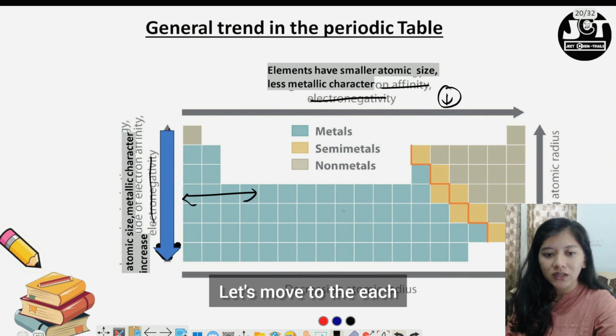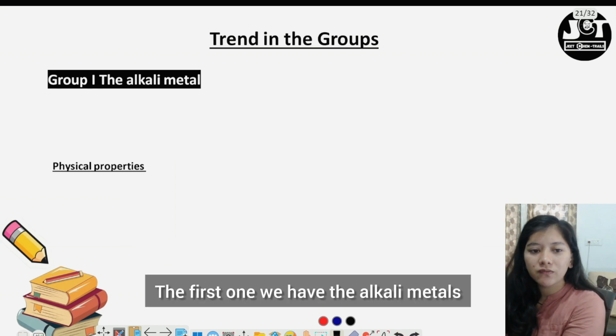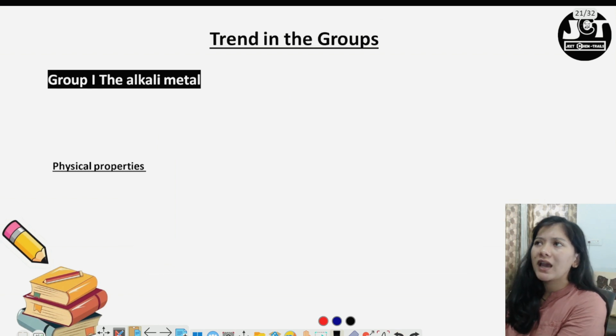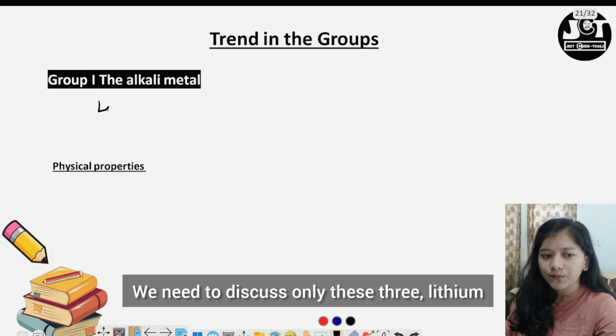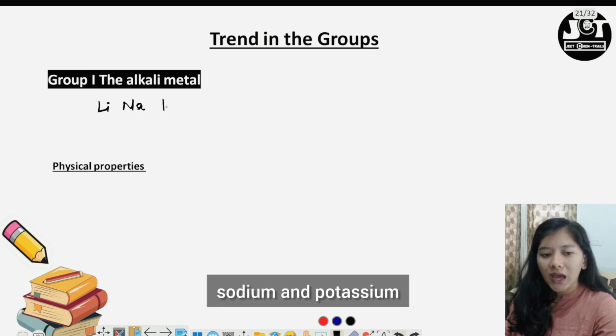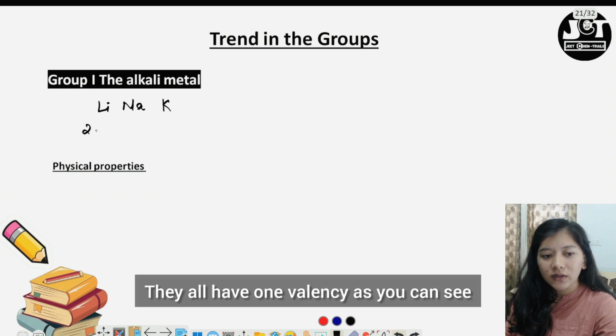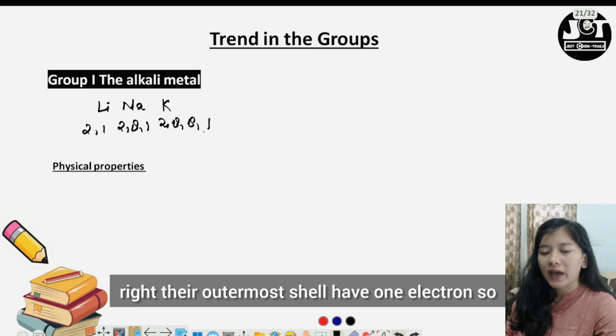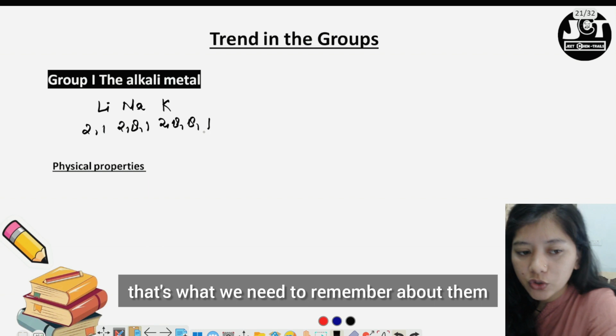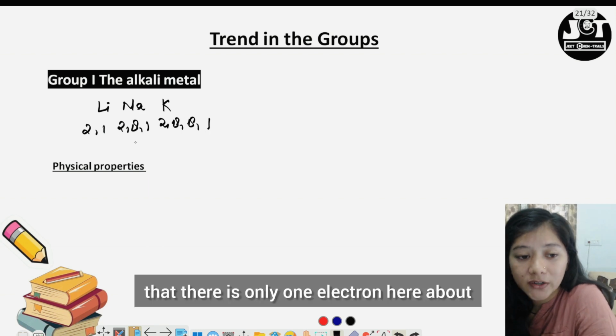Let's move to each specific group. The first one we have is the alkali metals. Alkali metals have some elements, but we need to discuss only these three: lithium, sodium and potassium. They all have one valency, as you can see, right? Their outermost shell has one electron. So that's what we need to remember about them, that there is only one electron here.